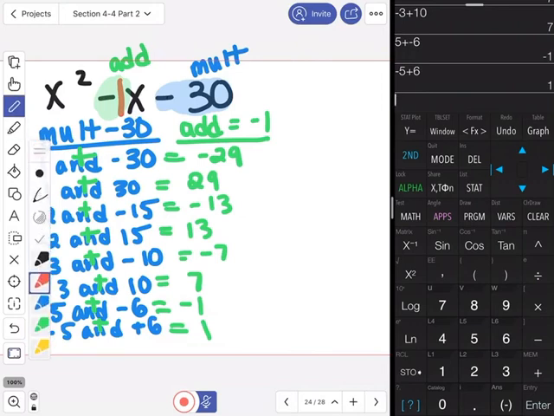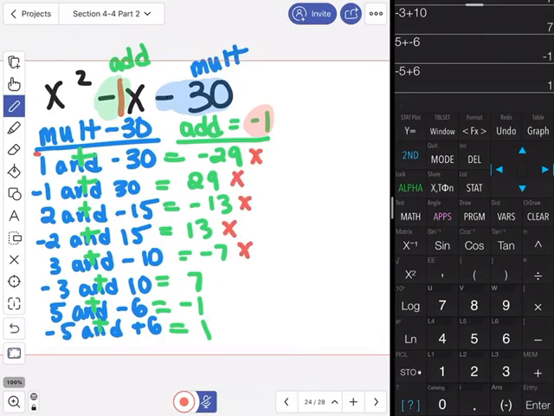So if I were to write down all and check which of these possibilities works, going down the list, we want to figure out which one of these pairs added to negative 1. So negative 29 doesn't work, 29 doesn't work, negative 13 doesn't work, 13 doesn't work, negative 7 doesn't work, 7 doesn't work, negative 1 does, and 1 doesn't. Meaning that we have this 5 and negative 6 as our set of numbers that work.